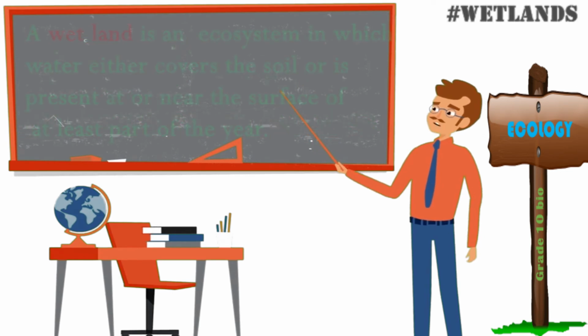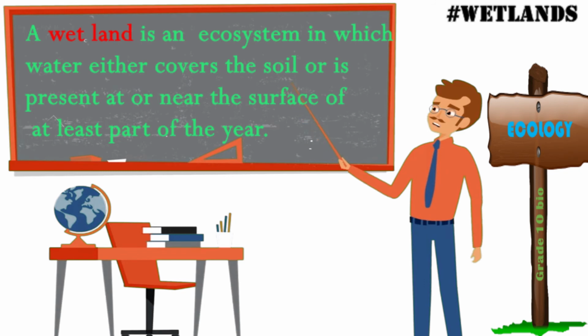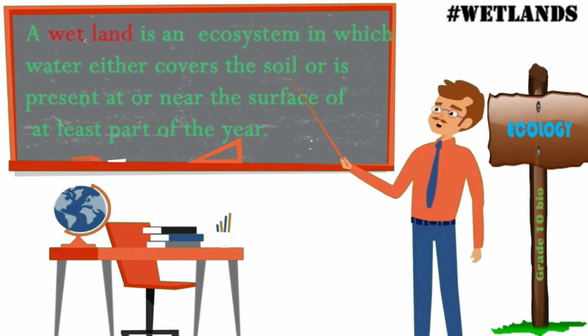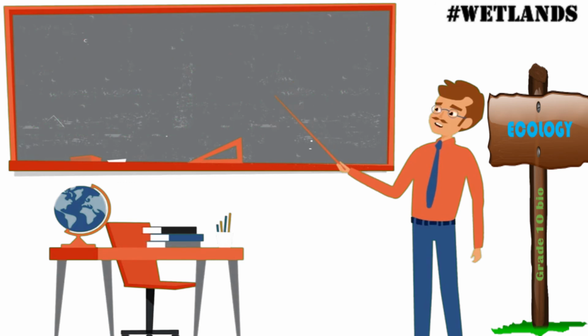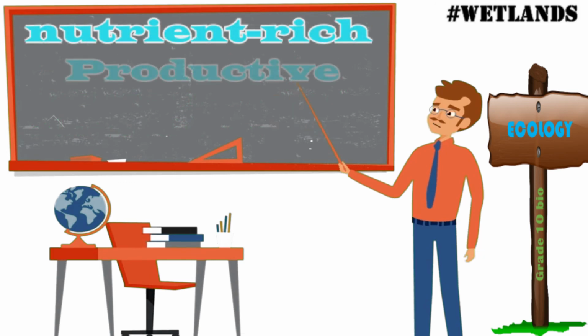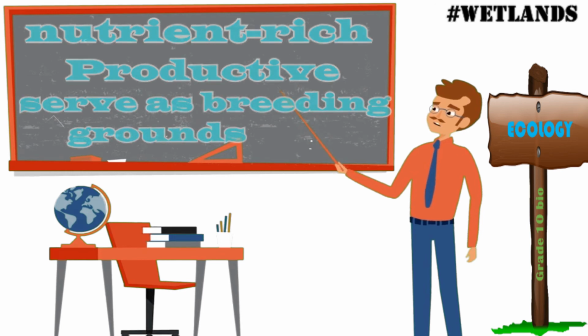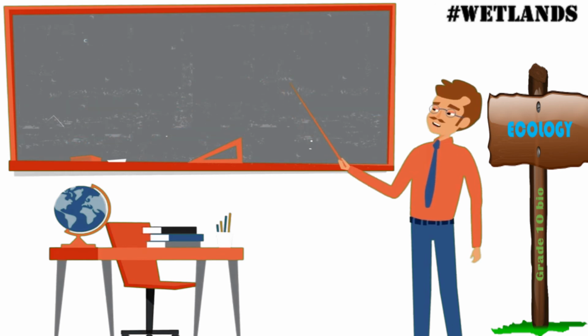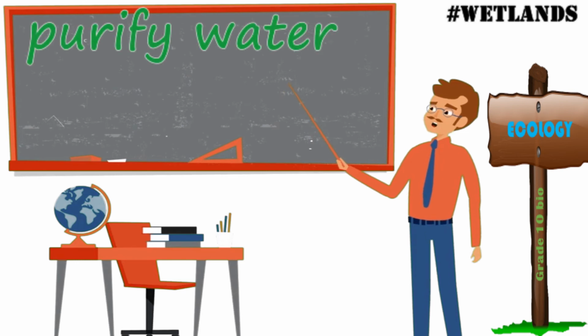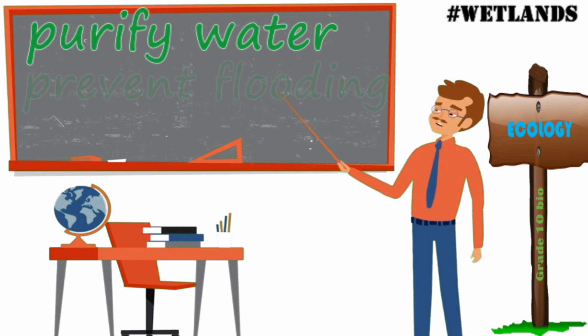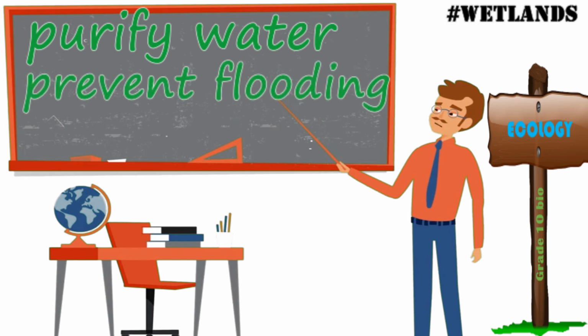A wetland is an ecosystem in which water either covers the soil or is present at or near the surface for at least part of the year. Wetlands are often nutrient-rich and highly productive, and they serve as breeding grounds for many organisms. Freshwater wetlands have important environmental benefits. They purify water by filtering pollutants and prevent flooding by absorbing large amounts of water and slowly releasing it.